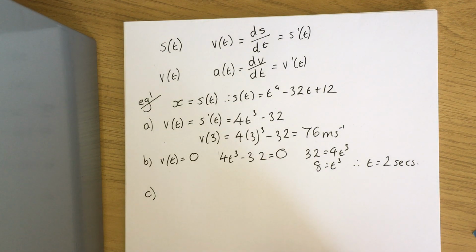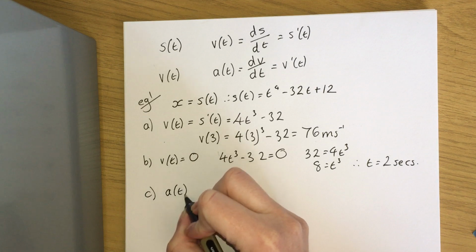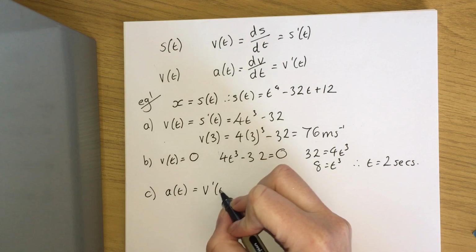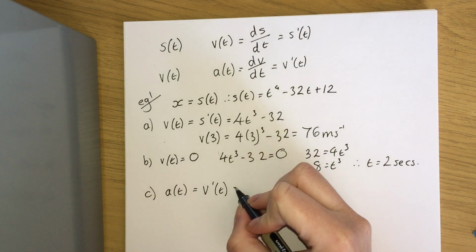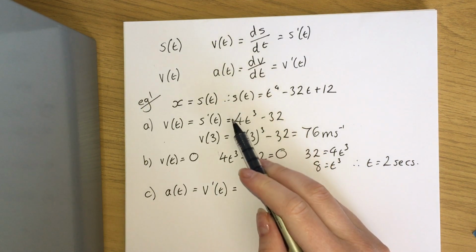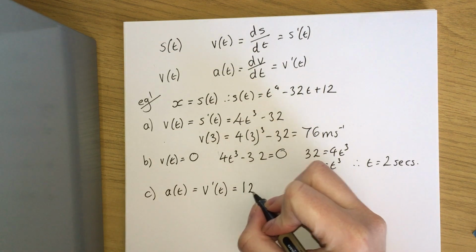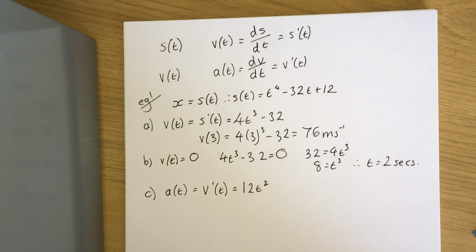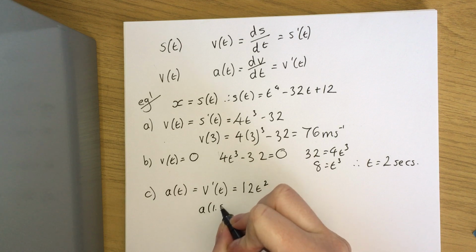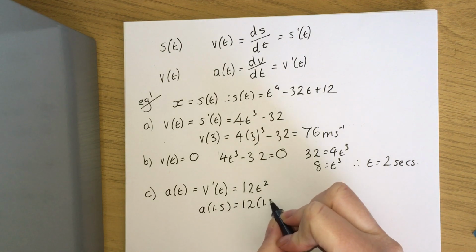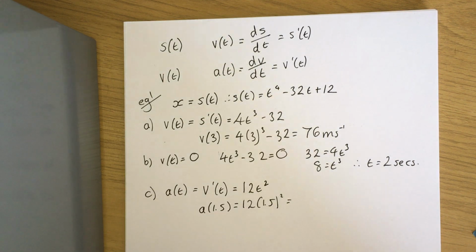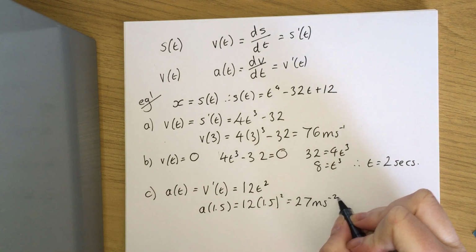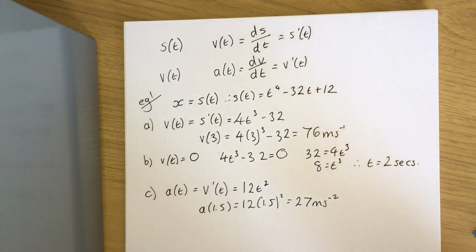Part C. Find the acceleration of P when t is 1.5. Well, I know that the acceleration is the derivative of velocity. So my velocity function is 4t cubed minus 32. So 12t squared is my acceleration function. And I want to know what the acceleration is when t is 1.5. So 12 lots of 1.5 squared. Put this in my calculator. And the acceleration at that point is 27 metres per second squared.